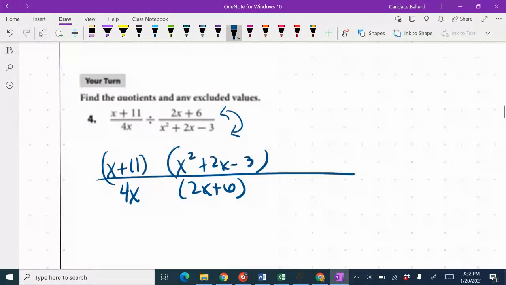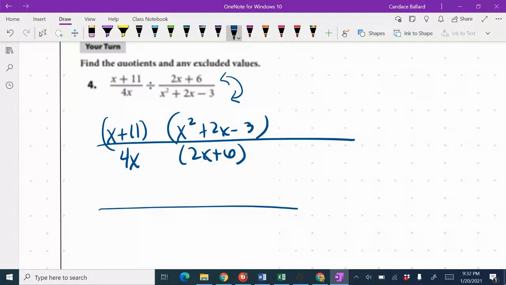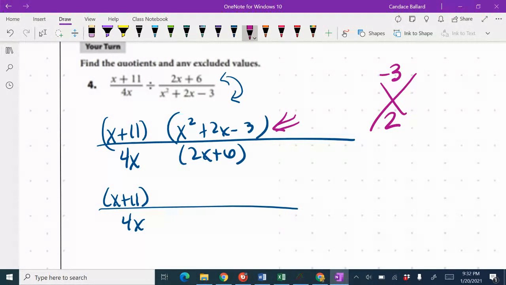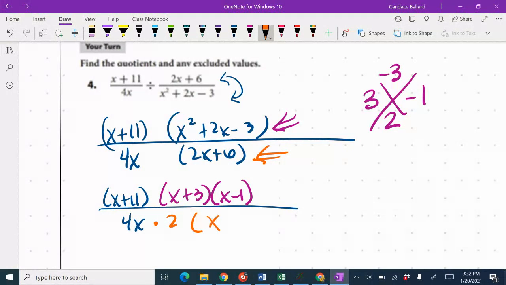Now I'm going to look for things that I can factor. I know that the x plus 11 is going to stay and the 4x is going to stay. In this piece right here, it looks like I can do a magic x. Two numbers that multiply to -3 and add to 2 would be 3 and -1. So I'd have x plus 3 times x minus 1. Then in this denominator, the first thing I always look for is a greatest common factor. It looks like I have a 2, and I am left with x plus 3.